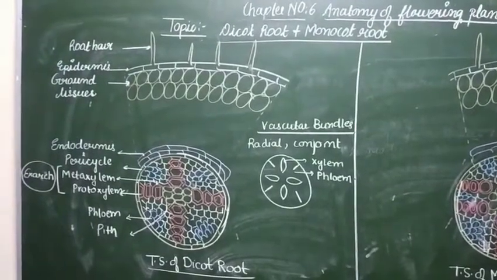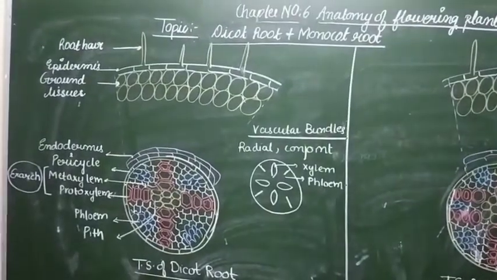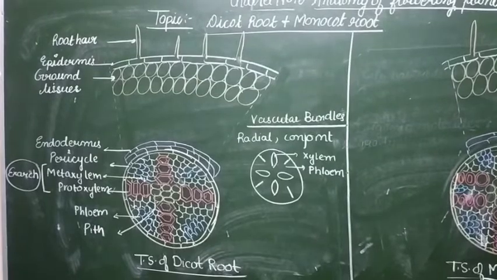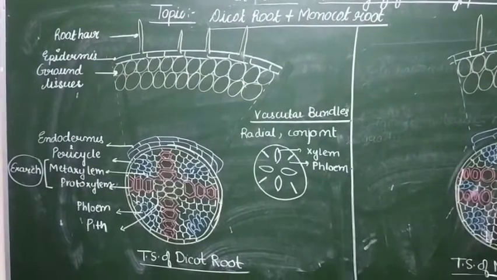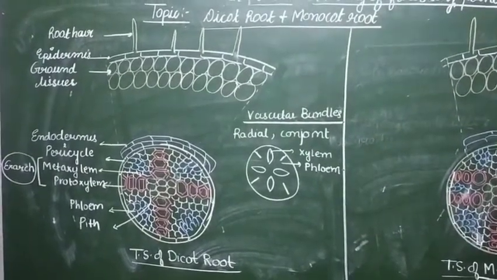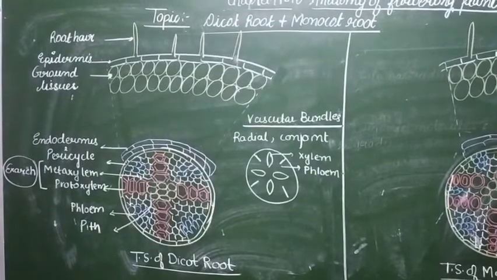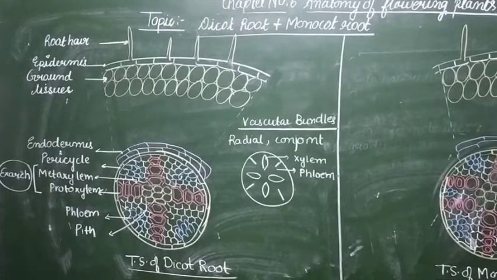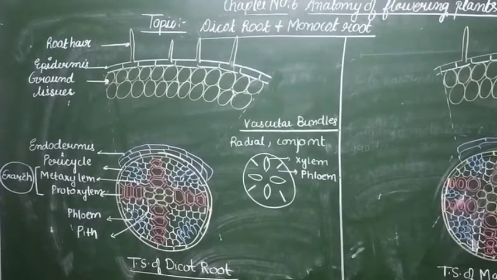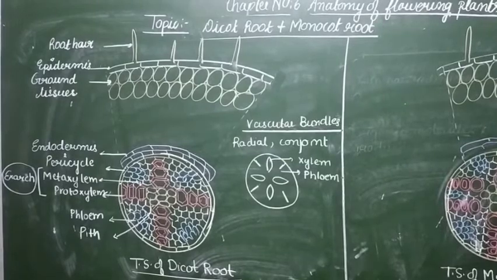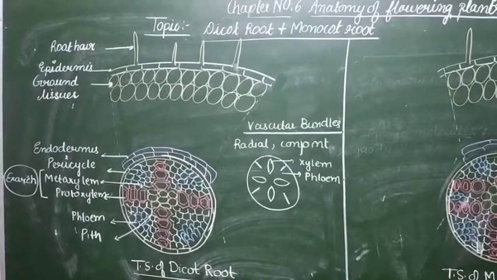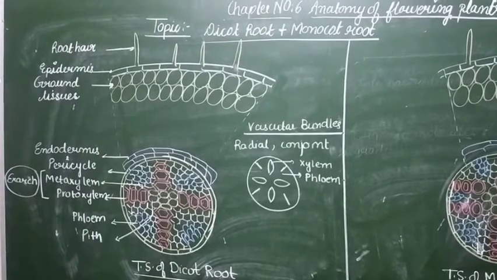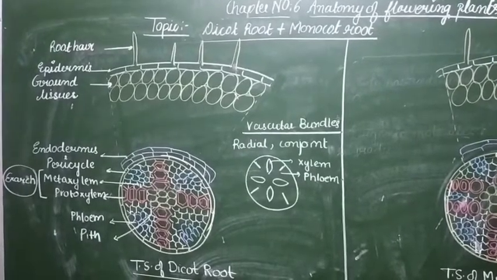Beta, first of all, the outermost layer is called the epidermis, where root hairs are present. Epidermis is a continuous layer made of parenchymatous cells. Below the epidermis is the ground tissue, which is again made up of parenchymatous, round cells, and it is present in between the epidermis as well as the vascular bundle.